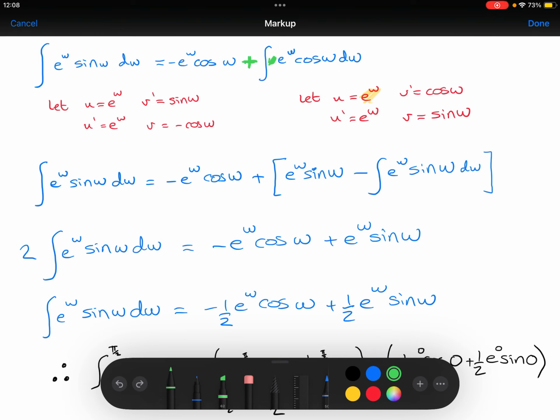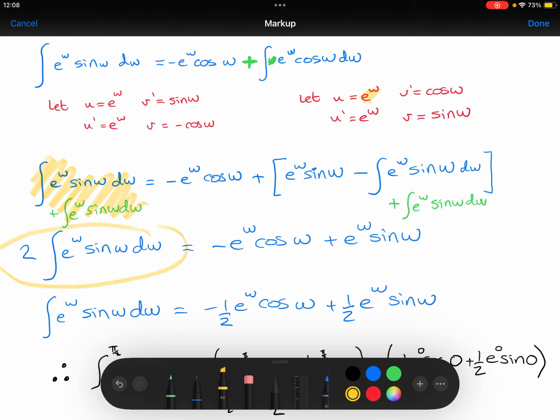So what I'm thinking here is if I could add the integral of e to the power w sine w dw to both sides here, so I'm adding that integral to both sides of this equation. So on the left hand side I've got two lots of that integral, so that's what this here is. And on the right hand side, well, these have cancelled out now, these have disappeared. And so the right hand side is just all of this, which has already been integrated.